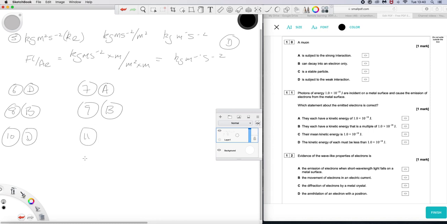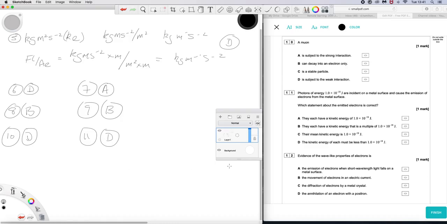Question 11. Photons of energy 1.0 × 10⁻18 joules incident on a metal surface and cause the emission of electrons. Which statement is correct? Electrons have a KE of 1 × 10⁻18. No, because there will be a work function. They each have a KE of a multiple of that. Well, that violates conservation of energy, so that's not true. They have a mean KE of that. No, because of the work function. The KE of each must be less than. Yes, because of the work function. The work done in removing an electron from the surface of the metal.